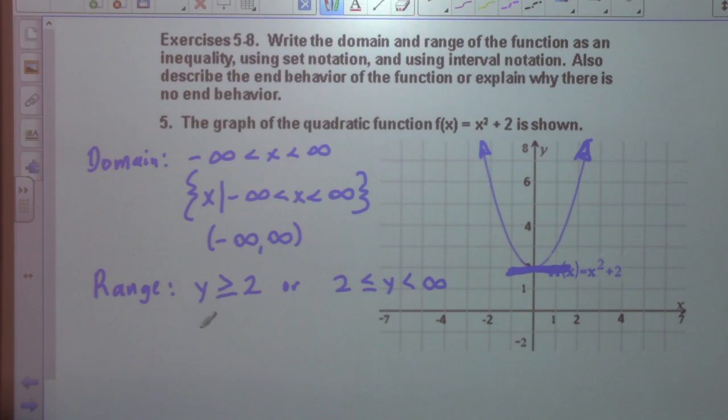And then in set notation, it's going to be what? y such that y is greater than or equal to 2. Or you could put this in here too. And then interval notation is going to be like this.